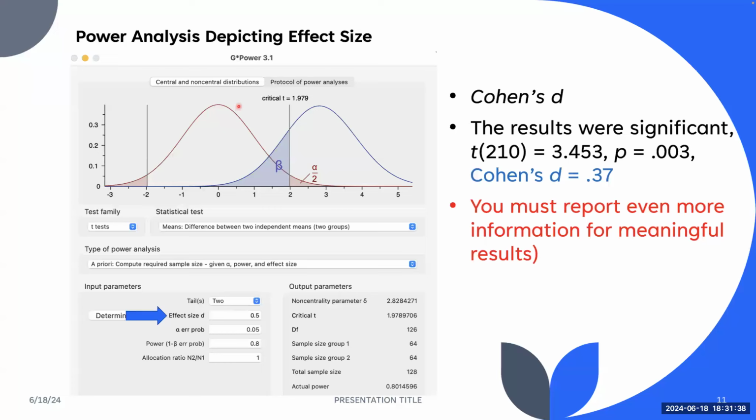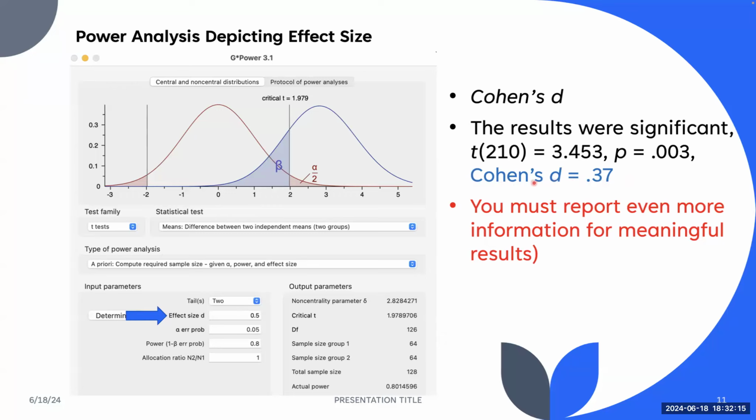Now, remember, before we wrote the results up, this was the critical value that we needed to exceed, and we exceeded it, and so we said the results were significant. But now, we must report the effect size. So remember in the previous slide, we stopped here at p equals 0.003. Now we're going to talk about the magnitude of the difference. How large was the difference?